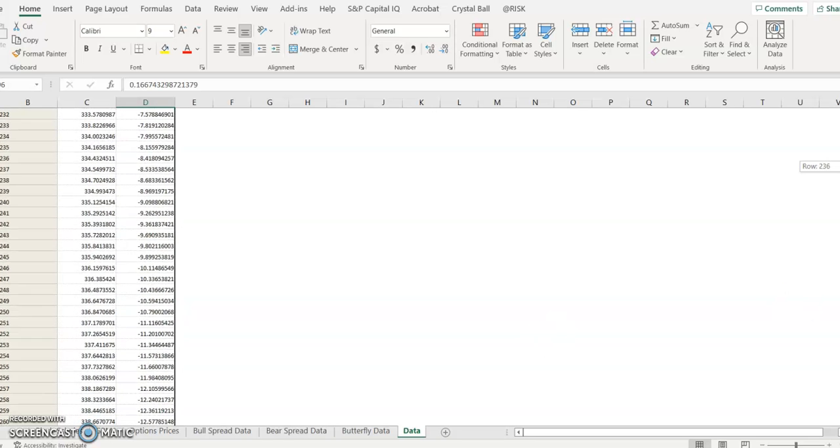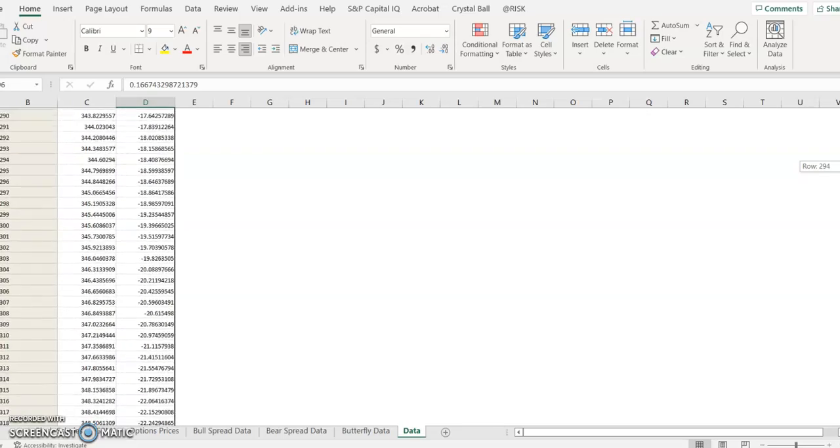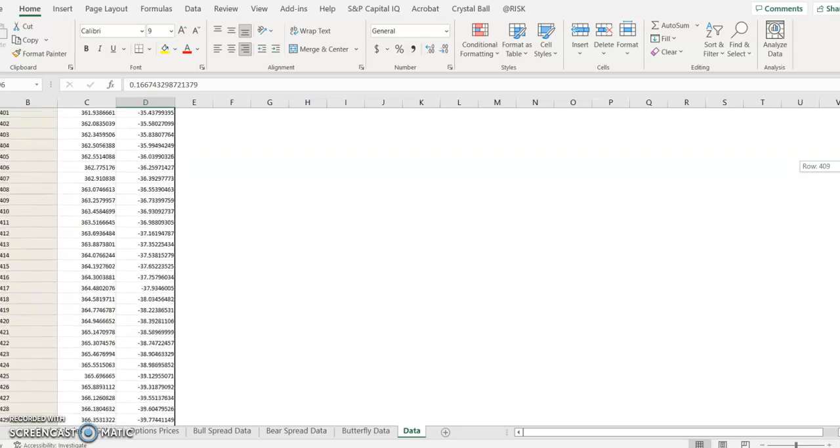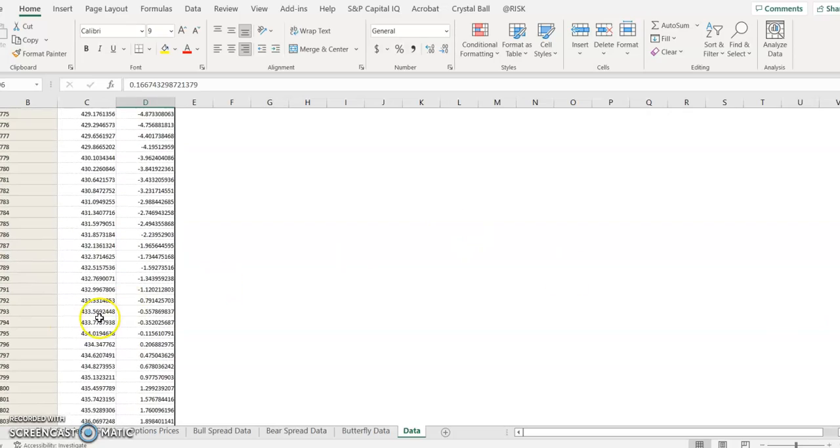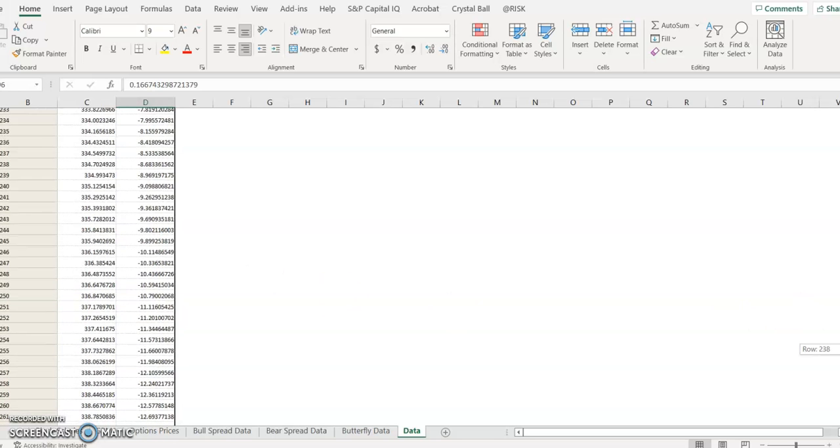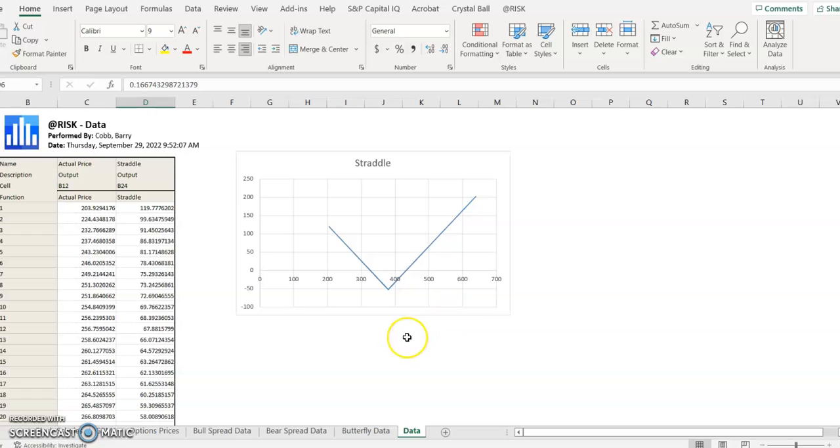And then if we look farther out, we see that if the stock price rises above about 434, we start to see a positive payoff from this strategy. So it's a fairly significant bet that the stock will change in price either lower or higher by a significant amount.